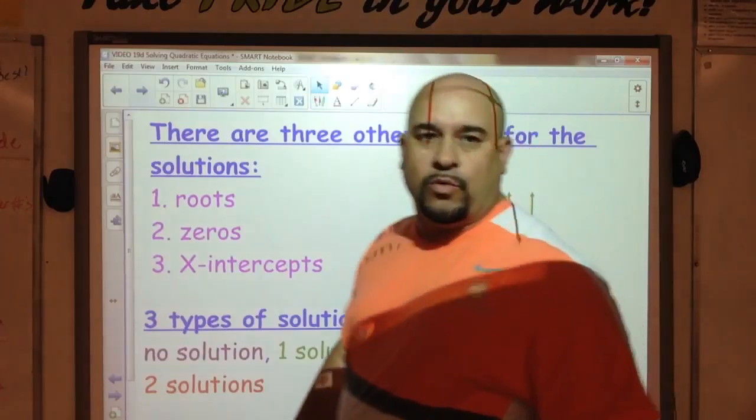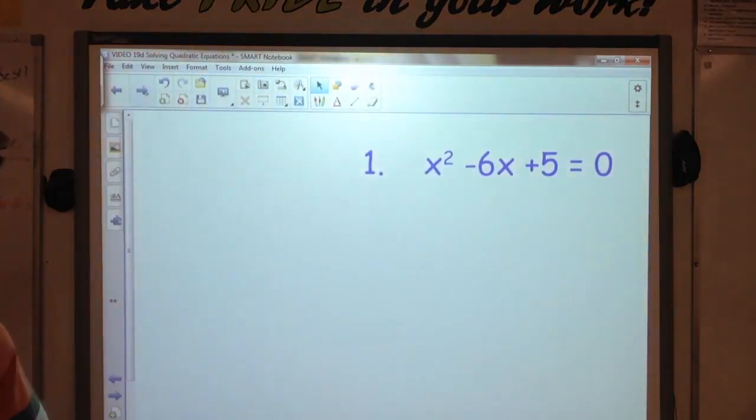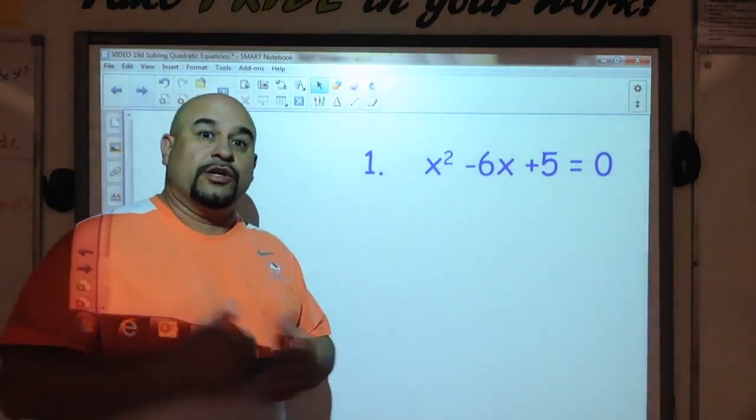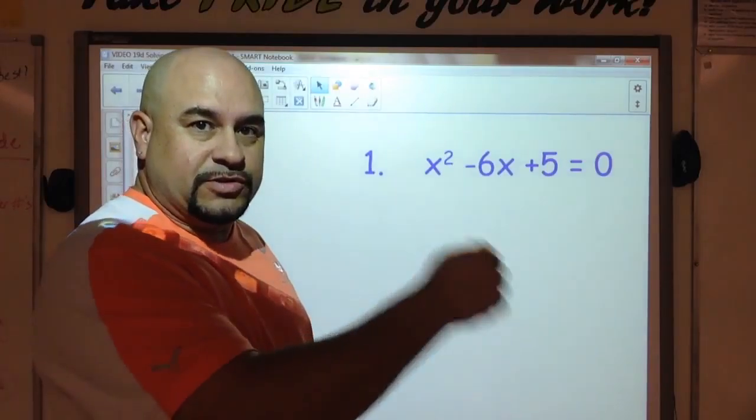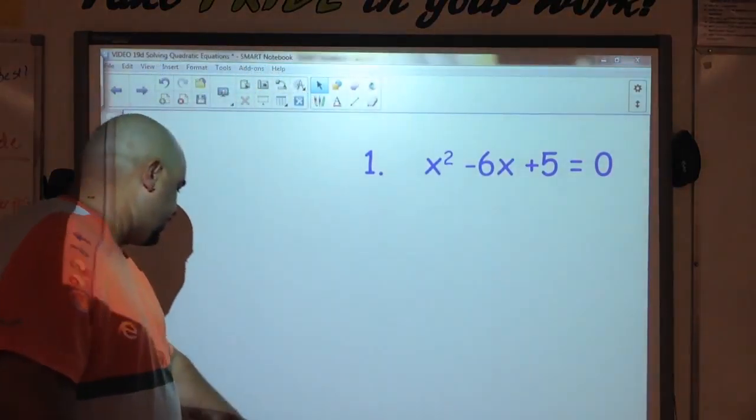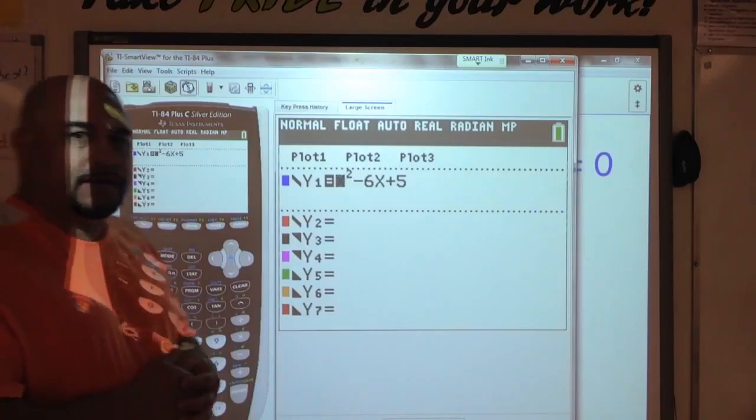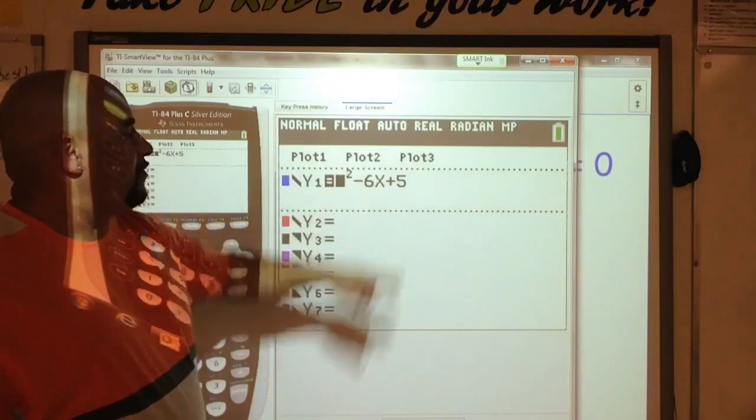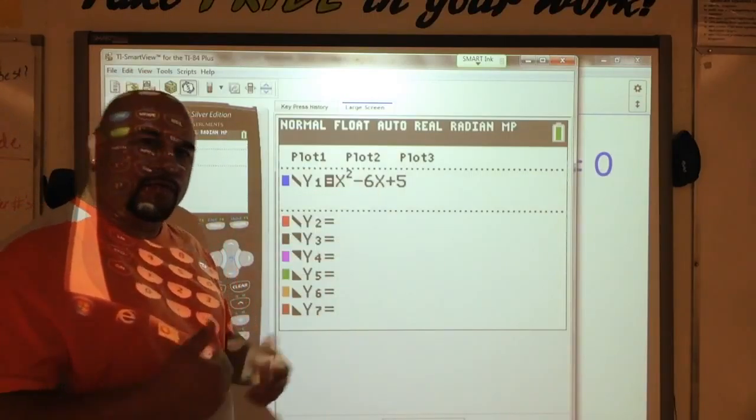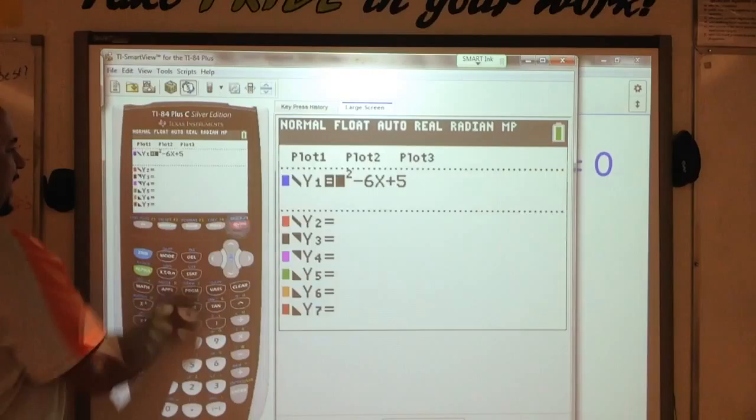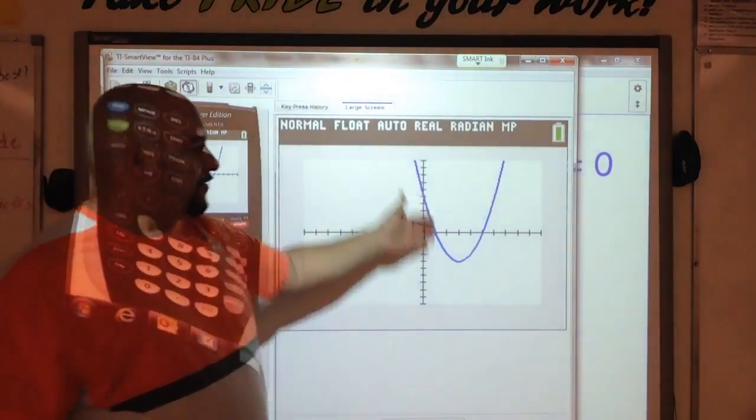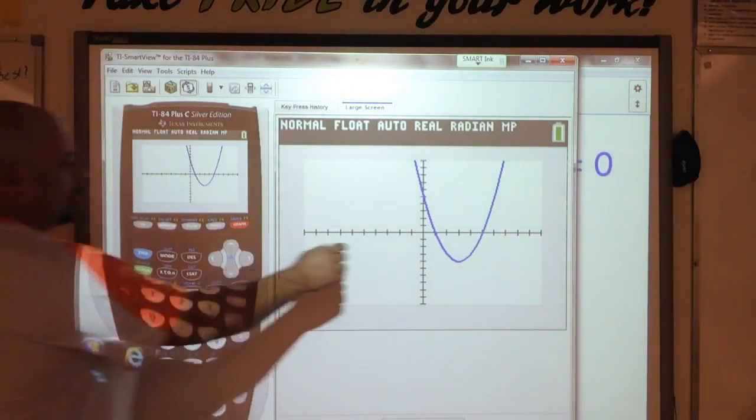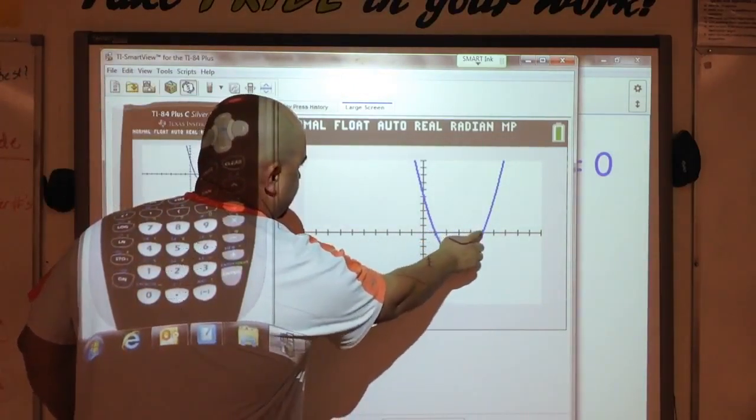Let's get to problem number 1 on page 4. It says x squared minus 6x plus 5 equals 0. Notice it's already equal to 0, so I don't have to worry about rewriting it. So turn your calculator on, go to y equals, and type out x squared minus 6x plus 5. Once you do that, you can hit graph. Notice that your graph comes up. You have a minimum, and notice that there are 2 solutions here.